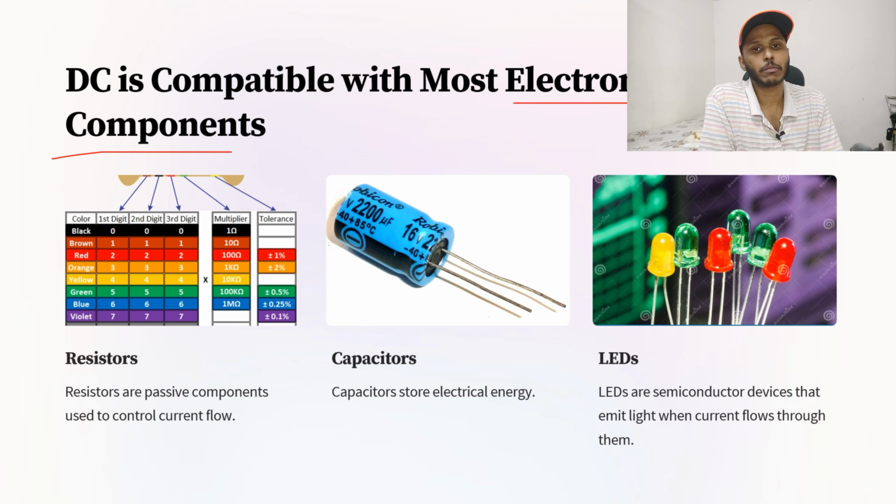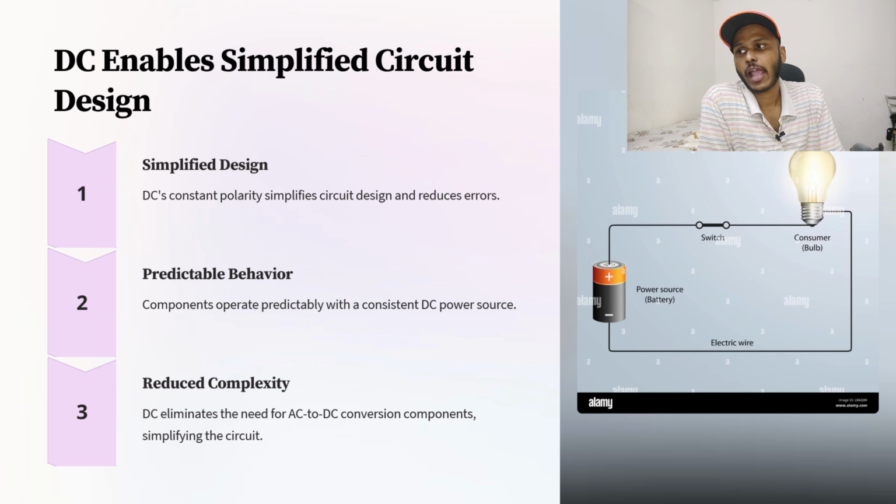DC is compatible with most electronic components. If you see resistors, capacitors, LEDs, all these things work in DC very perfectly. Because of this, it has a constant voltage, a predictable nature, which works with all the electronic components. So this makes a simplified circuit design. If you design a circuit in DC, it is a very simple design.